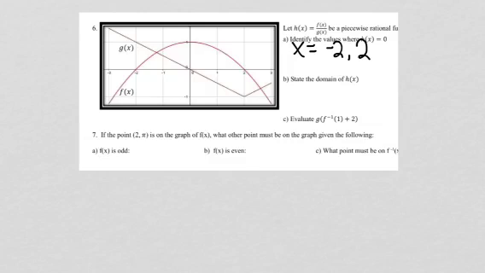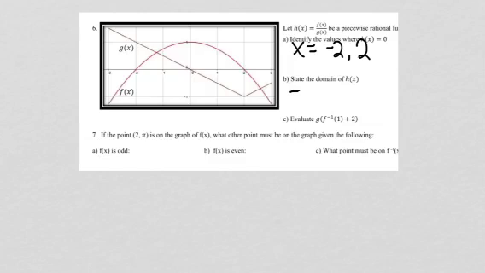So we will say that the domain of h of x is -infinity, or, one sec. Okay, sorry, I'm back. So I had to make sure I was interpreting the problem correctly.